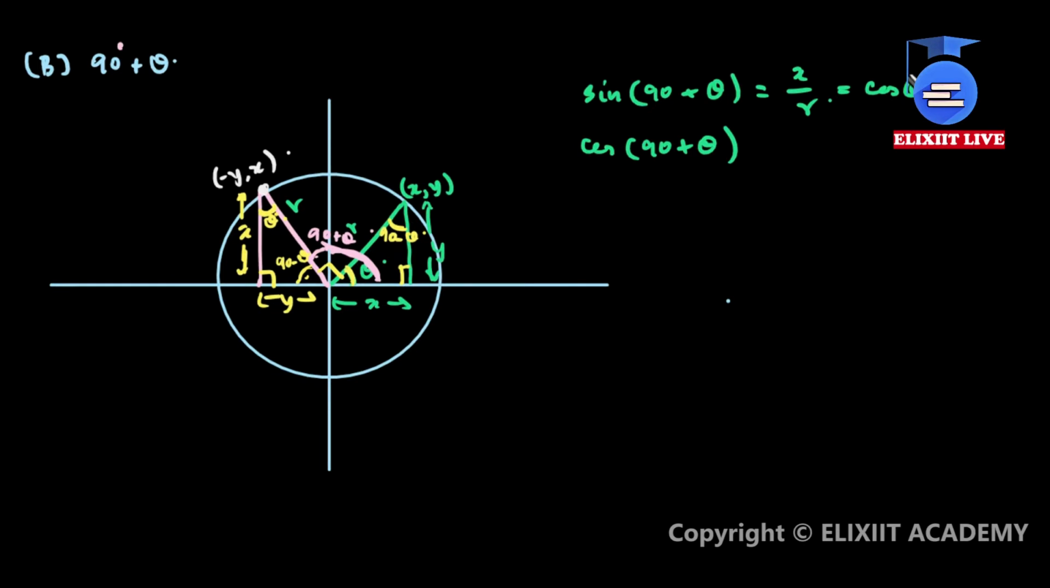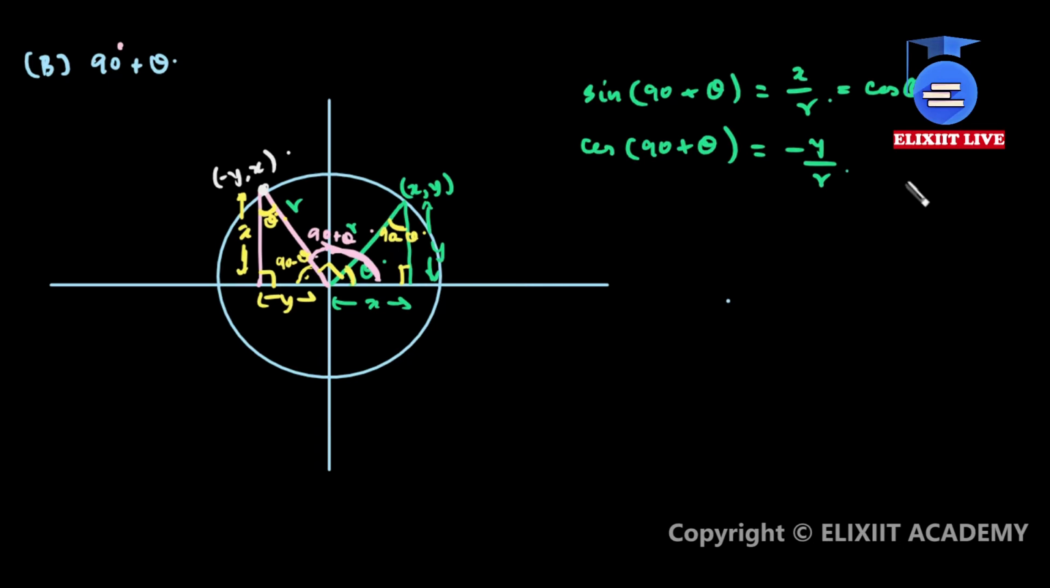So what is cos 90 plus theta? Once again, cos 90 plus theta. From this particular triangle, cos 90 plus theta will be the y coordinate, base by hypotenuse. So base is y, so y by r. Now y is negative in this case, so minus y by r.